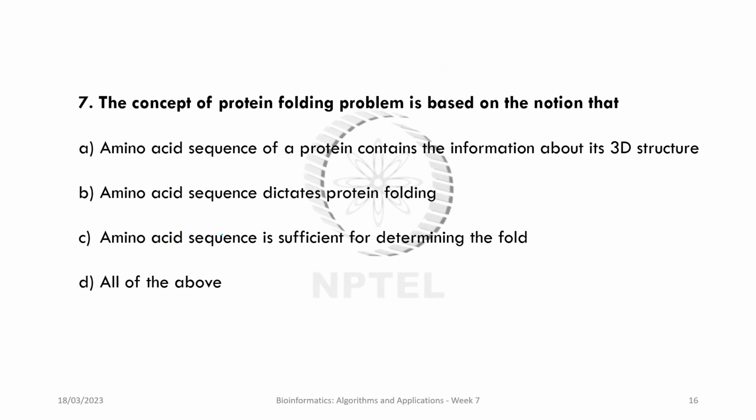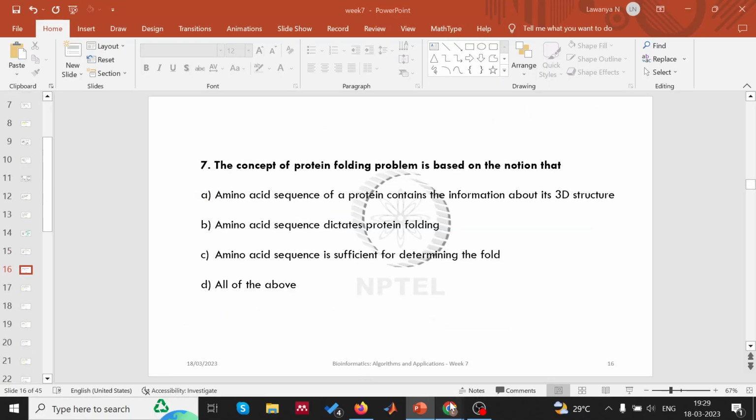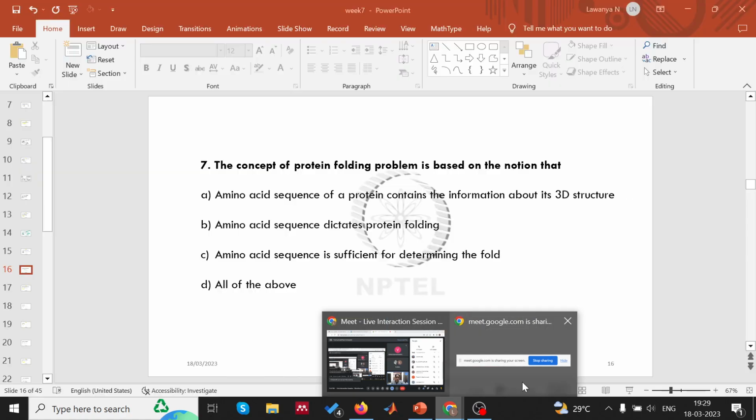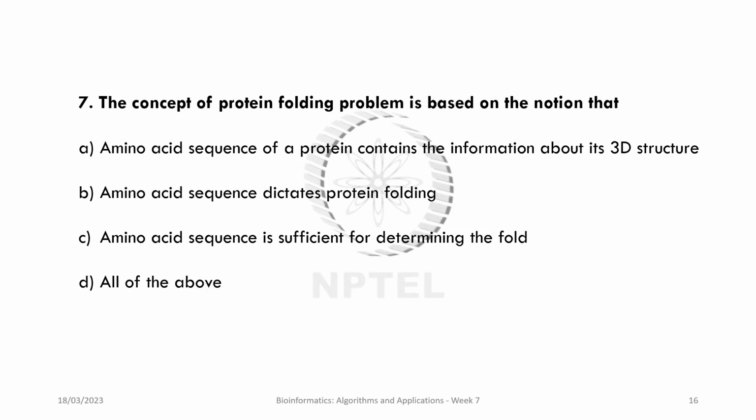Question 7. The concept of the protein folding problem is based on the notion that A, the amino acid sequence of a protein contains the information about its 3D structure. B, amino acid sequence dictates protein folding. C, an amino acid sequence is sufficient for determining the fold. D, all of the above.